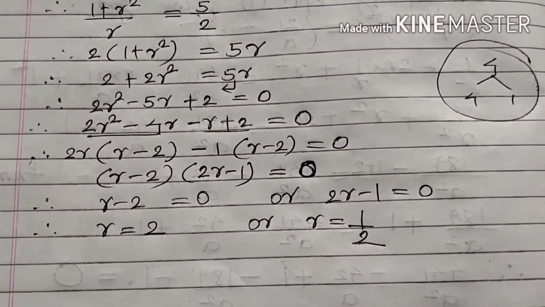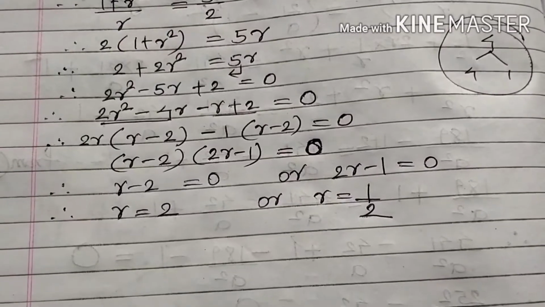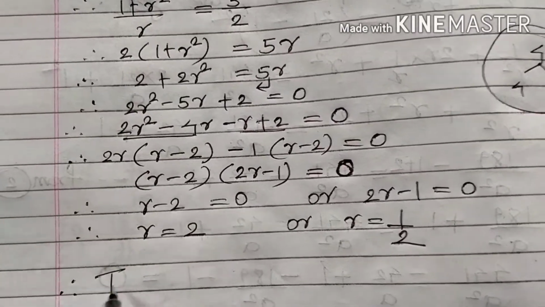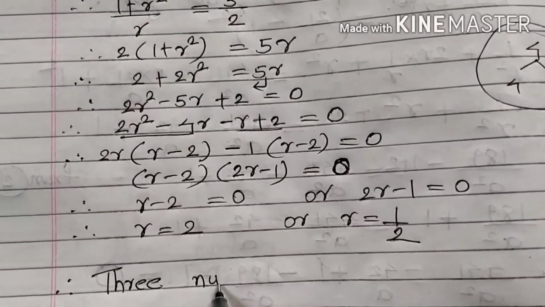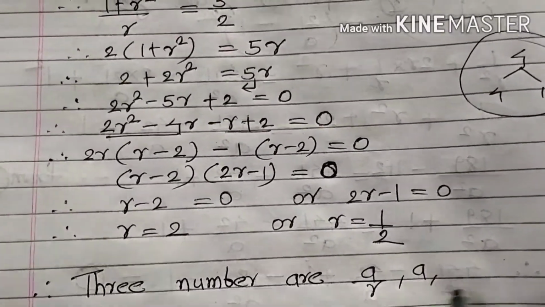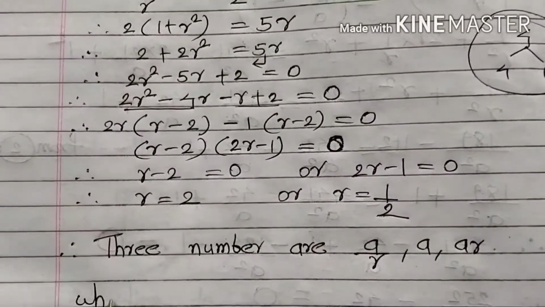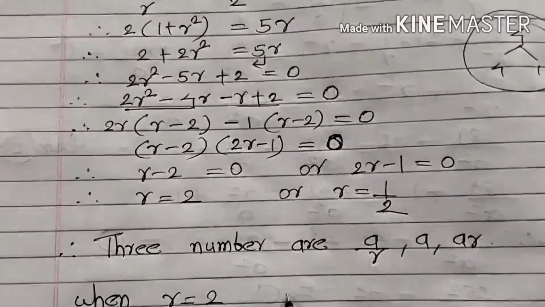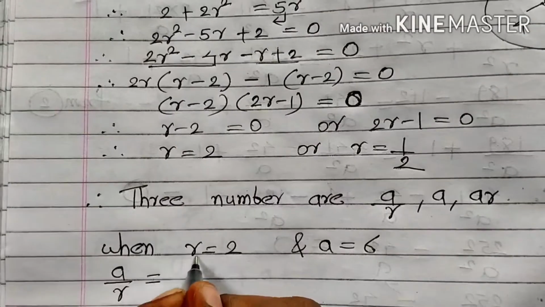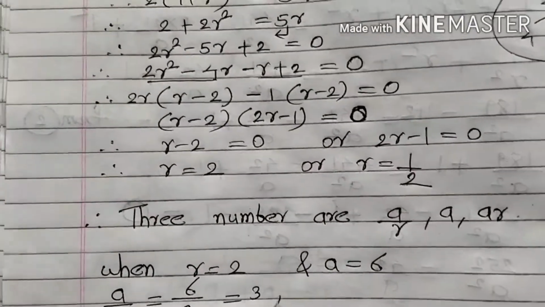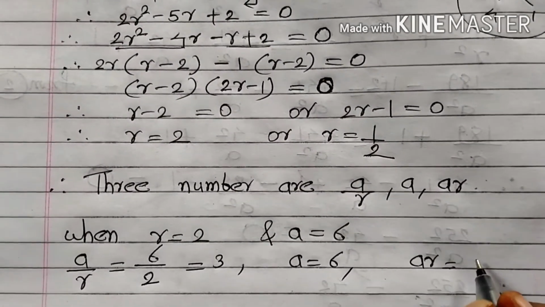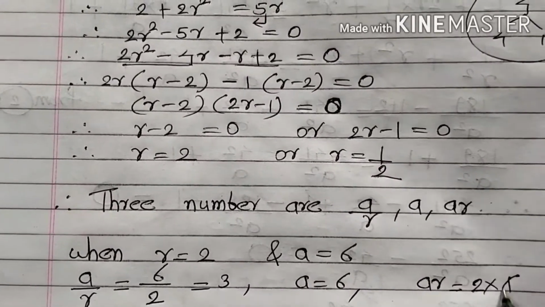So our first three numbers are a upon r, a, a into r. When r is equal to 2 and a is equal to 6, a upon r is equal to 6 upon 2, which is 3, a is 6 and a into r, so 2 into 6 is 12.